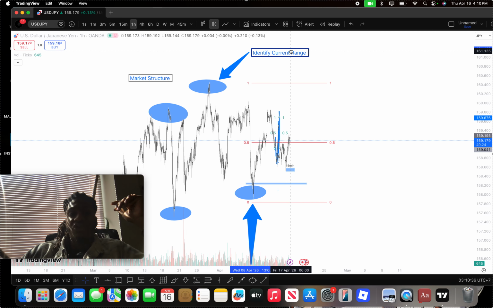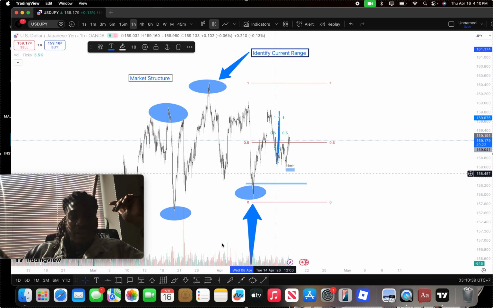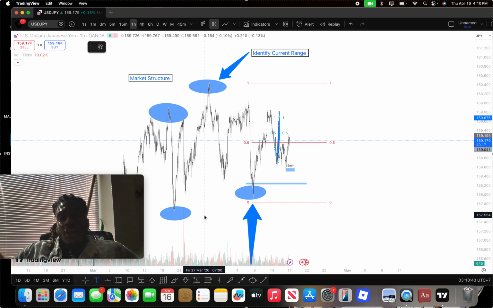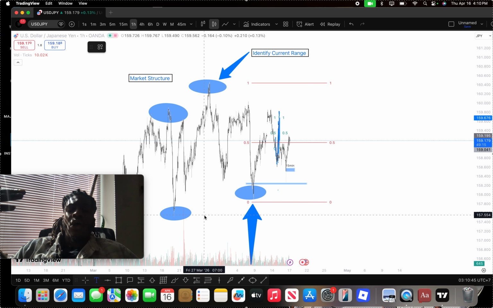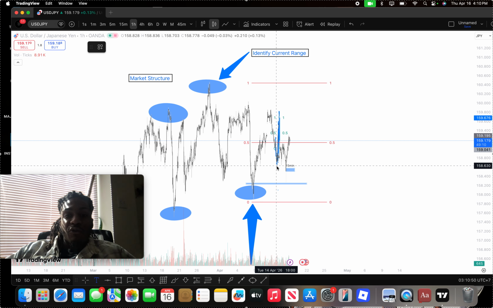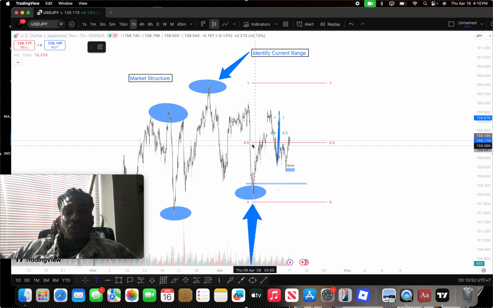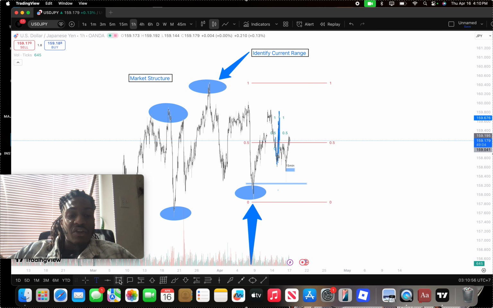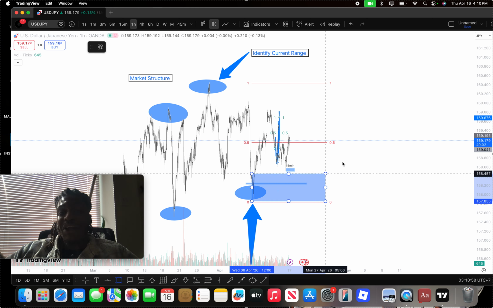That's where the arrows are pointed to. That's the current range. And then the third step, which we're doing now, is we're looking for where we're going to buy. So if we're buying, we're looking at discount levels. So the bottom half of this range would be our discount levels, because it's where prices are cheap.